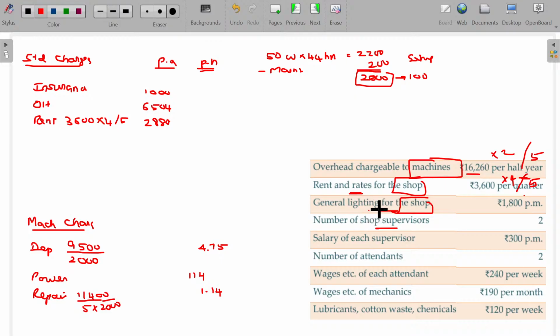Number of general lighting: 1,800 for the shop. So 1,800 into 12 divided by 5 machines. 4,320 lighting. Number of shop supervisors: 2 supervisor salary.